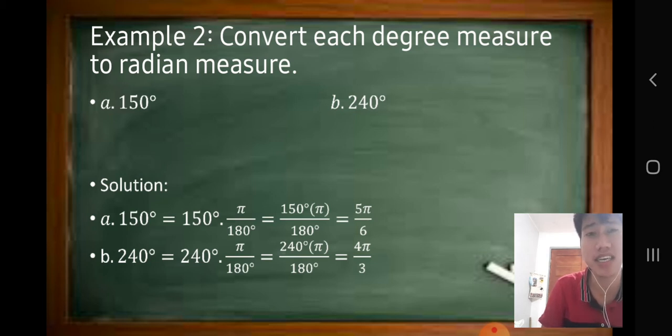Next is 240 degrees. So 240 degrees times pi over 180 degrees. Then multiply, cancel the degree, and simplify, and it will become 4 pi over 3. So the answer is 4 pi over 3. So 240 degrees is equivalent to 4 pi over 3. Again, in converting degree to radian, we need to multiply it by pi over 180 degrees.